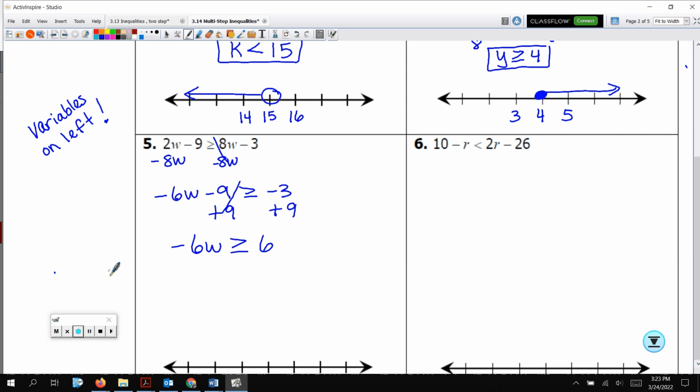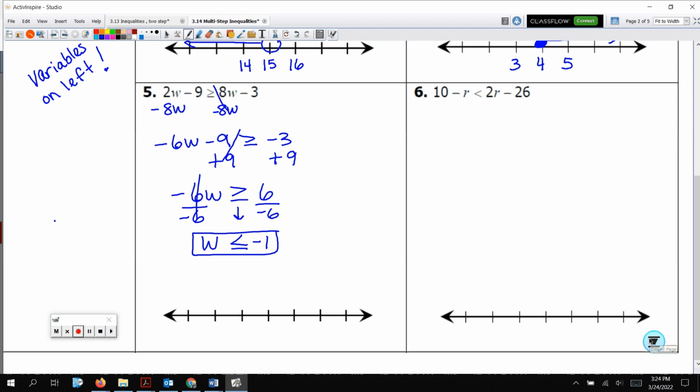And now we have to divide to get w by itself. So we divide by negative 6. When we divide by a negative, flip the symbol. W, positive 6 divided by negative 6 is negative 1. We'll graph that right here. Here's my negative 1. This is 0. This is negative 2. There's a closed circle at negative 1, and all my solutions are pointing to the left.